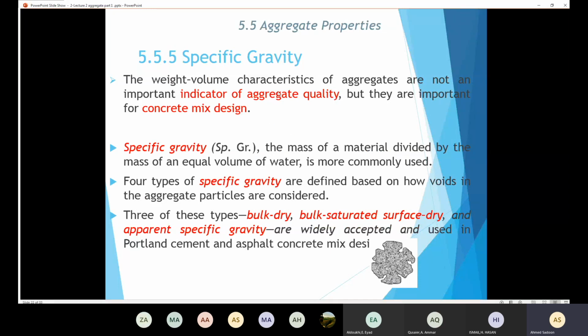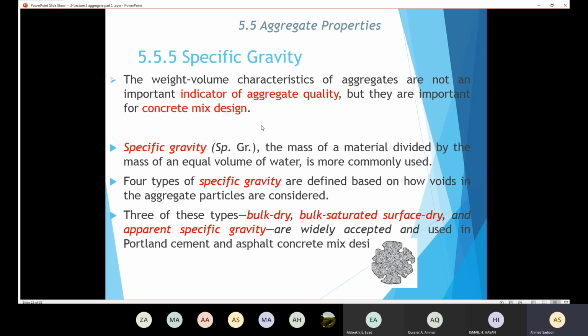one of the most important aggregate properties. The specific gravity depends on the moisture conditions. Since we have four moisture conditions, it means that we are going to have four types of specific gravity, and it's going to be defined based on how voids in the aggregate particles are considered. So what is the importance of the specific gravity?